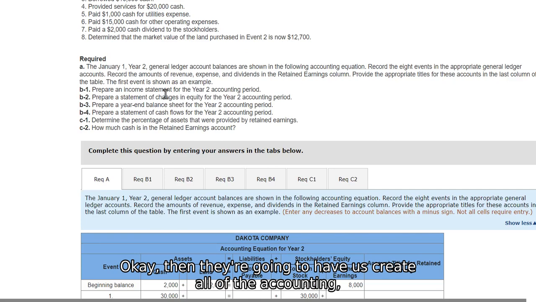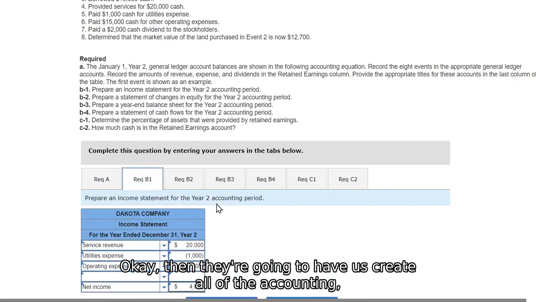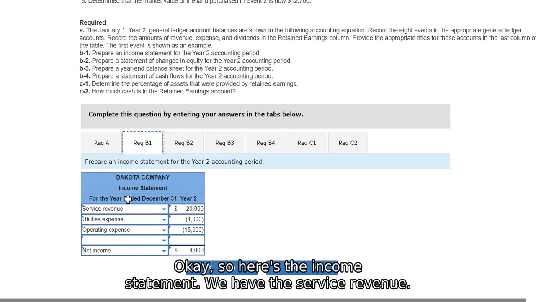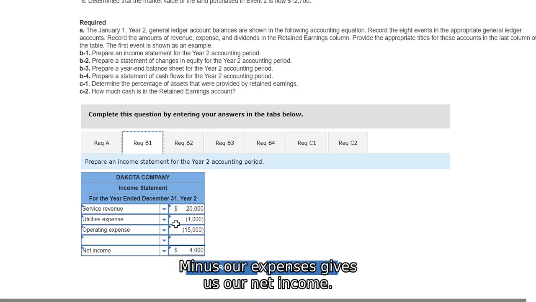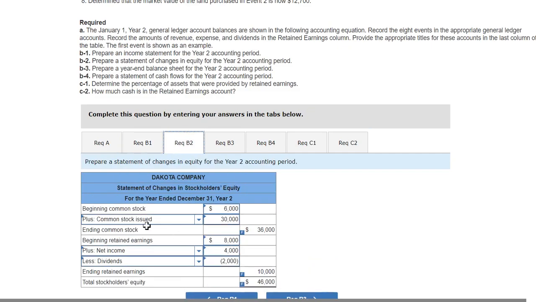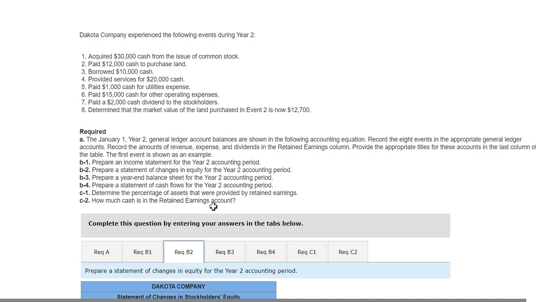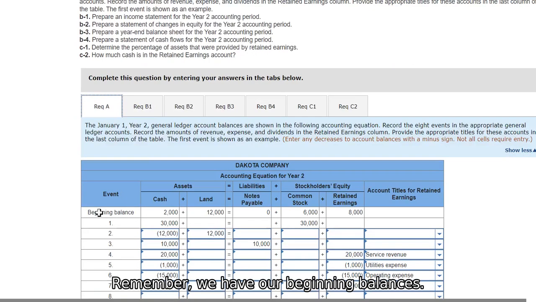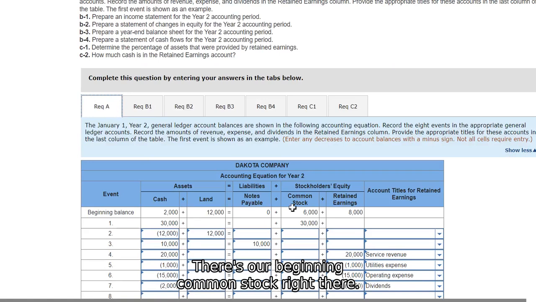Then they're going to have us create all of the financial statements. Okay, so here's the income statement. We have the service revenue minus our expenses gives us our net income. Watch this number flow into the next one. We have our beginning common stock. Where do we get that from? Let's go take a look. Remember, we have our beginning balances. There's our beginning common stock right there.